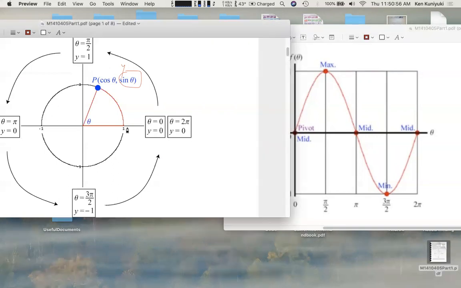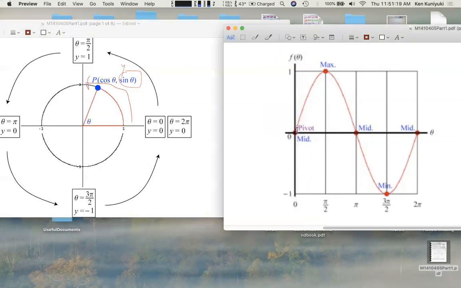As we increase the angle from 0 to pi over 2 radians, and we travel through quadrant 1, what's happening to the y-coordinate, the sine value? The sine value, the y-coordinate, is increasing from 0 up to 1. And the sine of pi over 2 is 1. Remember S-I-N? The sine of pi over 2 is 1. The sine value increases, and at pi over 2, the sine value is 1.